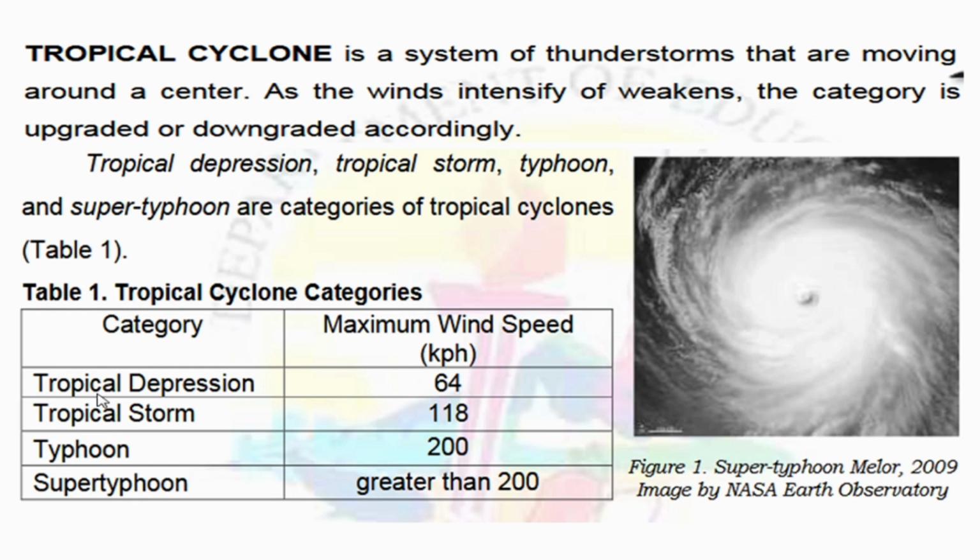Okay? Category, tropical depression. Meron siyang maximum wind speed of 64 kph or 64 km per hour. Yan po ang tropical depression. We are talking about the maximum wind speed. And the tropical storm, we have 118 kph. The typhoon is 200 kph. And the super typhoon is greater than 200 kph. So this is an image of the super typhoon Melor back in 2009, imaged by NASA Earth Observatory.